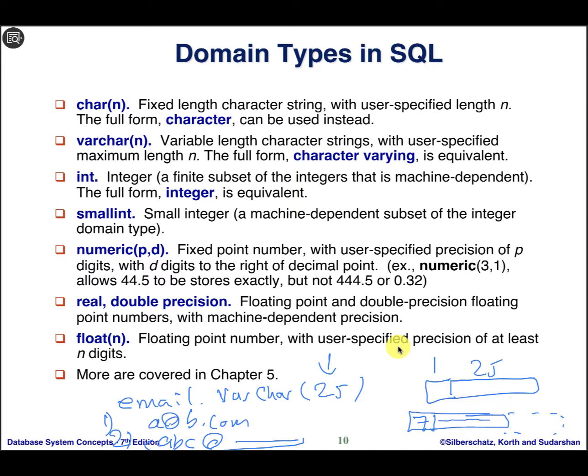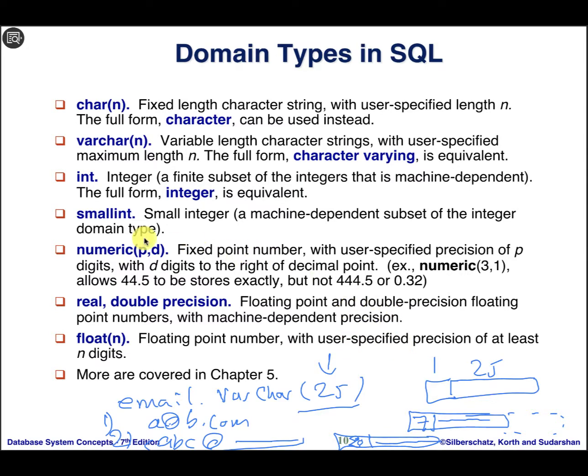In this case, the system internally is going to say this is 20, and I'm going to store the data here. So again, I know it's 25, but I'm not going to reserve 25 for every single tuple in this data. It depends on your data. That's why we call this one variable length, or variable length character string.